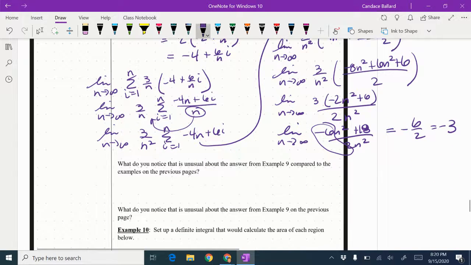And then what do you notice that's unusual about this one compared to all the other ones? I don't know why it says example 9. You'll notice that the answer is negative. So we just got something that was a negative area, okay? And we will talk more about what that looks like a little bit later.